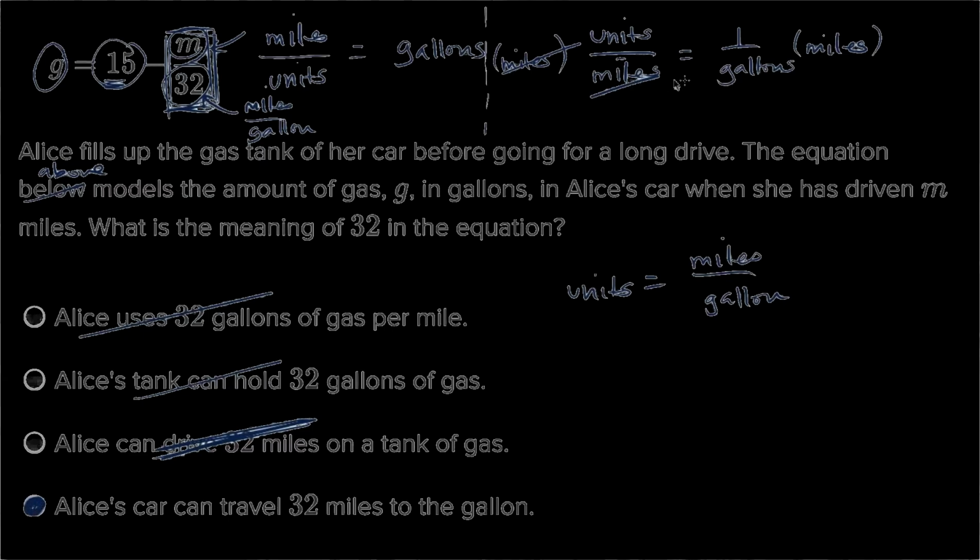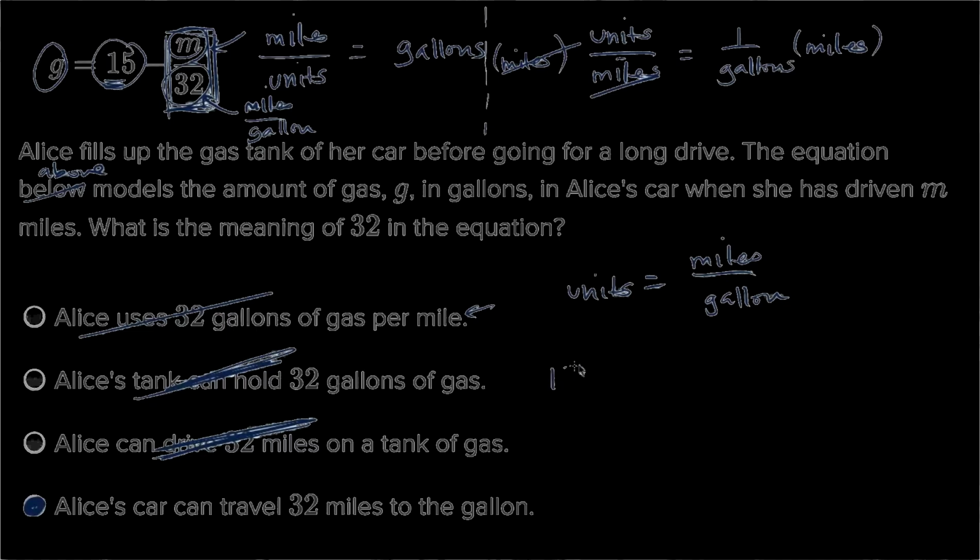And if this unit business that I just did, you find it confusing, one other way to think about it, you could have ruled out something like this, because when you look at this, you could see that her tank holds 15 gallons. You could have tried this one, and you would have seen that the units didn't work out.